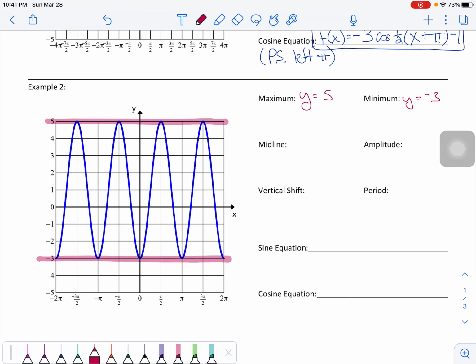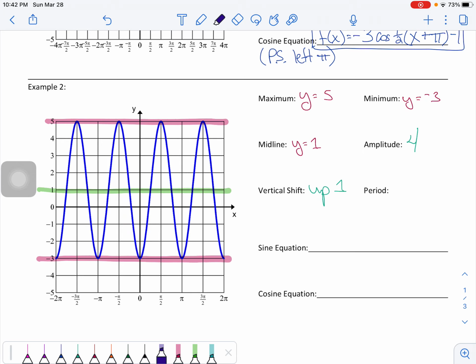Halfway between 5 and negative 3, do the average of them. So 5 plus negative 3 is 2. Divided by 2 is 1. So midline is y equals 1. So there's my midline. That midline also tells me my vertical shift would be up 1. The midline to the maximum or the midline to the minimum is going to be my amplitude. So 1, 2, 3, 4, 1, 2, 3, 4. Yep, double check it. So amplitude is 4.